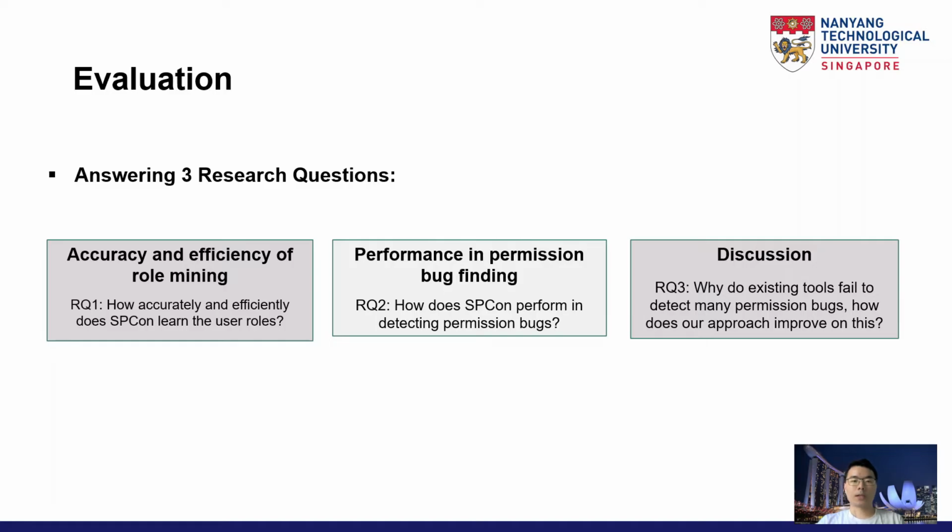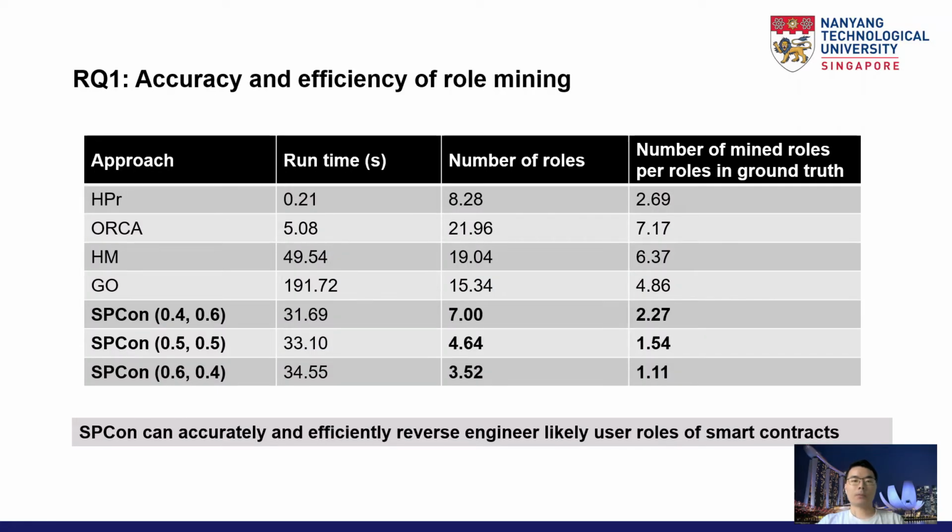We evaluate our approach to answer 3 research questions. First is about the accuracy and efficiency of the proposed role mining. The second is the performance in permission bug finding. Last is to discuss why existing tools fail to detect many permission bugs and how our approach improves on this. To evaluate the role mining, we manually collect our role mining benchmark for smart contracts. We search all smart contracts whose source code uses the access control template provided by OpenZeppelin. These contracts are using only roles or have role modifiers to label functions with roles.